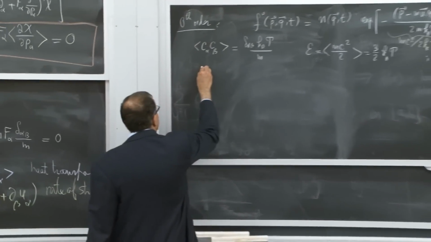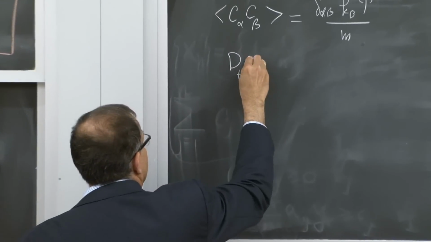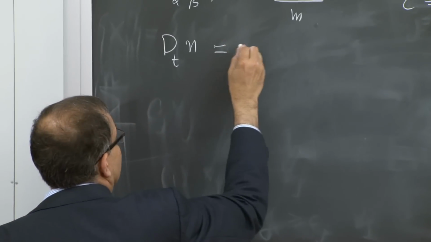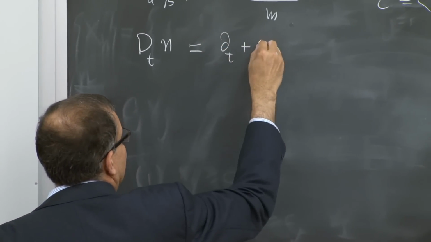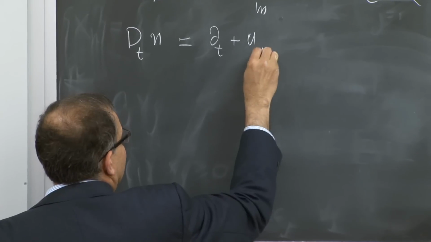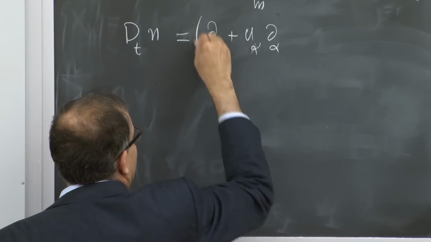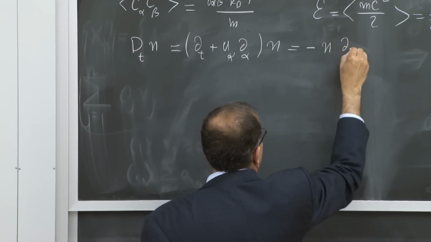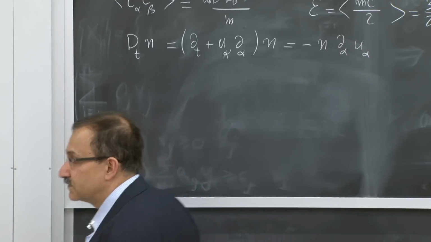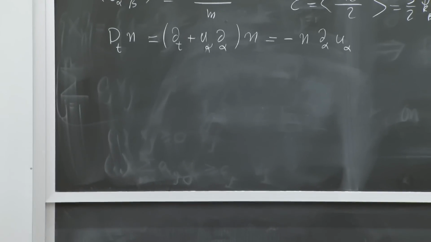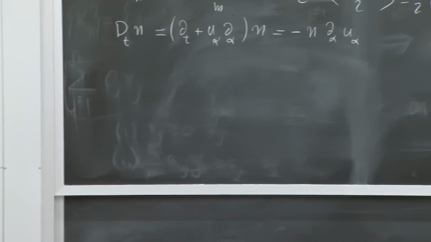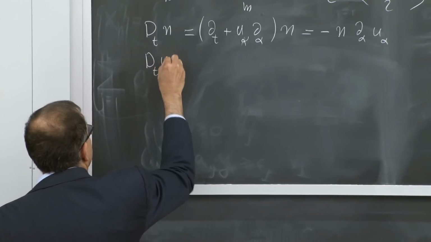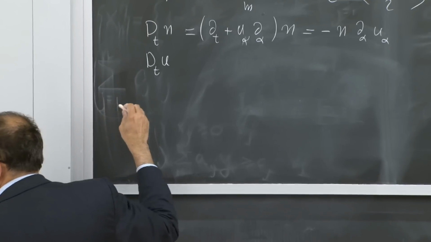So within this 0th order, what do we have? We have that the total density variation, which is dt plus u alpha d alpha acting on density, is minus n d alpha u alpha. That does not involve any of these factors that I need. This equation, let's see, let's divide by mn. So we have dt of u beta.